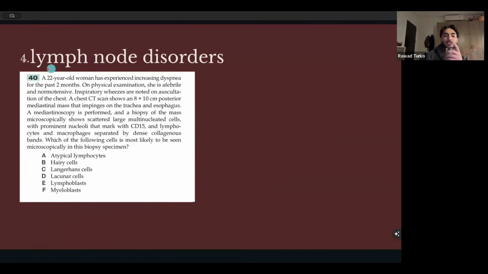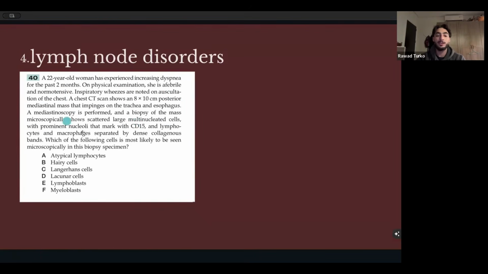Now, you take one of these cells in nodular sclerosis and you zoom in on them. Or sorry, let's solve this question first. A 22-year-old woman has experienced dyspnea for the past 2 months. On physical examination, she's afebrile and normotensive. Inspiratory wheezes are noted on auscultation of the chest. So there's something compressing her airway. A chest CT scan shows an 8 by 10 centimeter posterior mediastinal mass that impinges on the trachea and the esophagus.